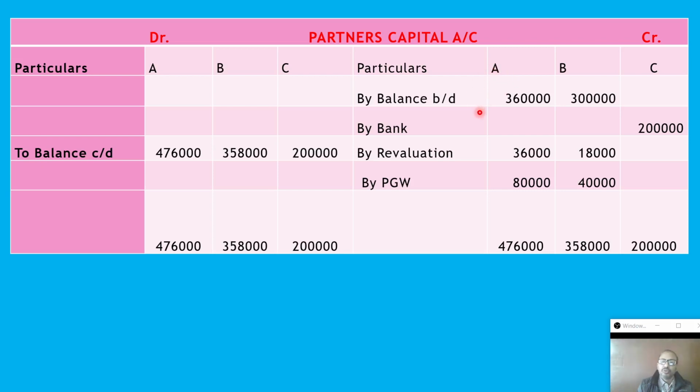If A wants to withdraw, A will get 4,76,000. Suppose A wants to take retirement from the business, how much will he get? 4,76,000. B will get 3,58,000. So that is the system to find out the present capital by preparing the partners' capital account. It is very important because in a partnership firm, some partner can take admission, some partner can take retirement. When taking admission, the capital has to be contributed, and when retiring, the capital will be withdrawn. So if we are doing retirement, it is also important to prepare the partners' capital account to find out the present capital, and that capital will be returned to the respective partner who wants to retire.